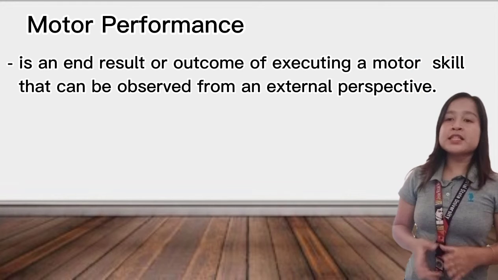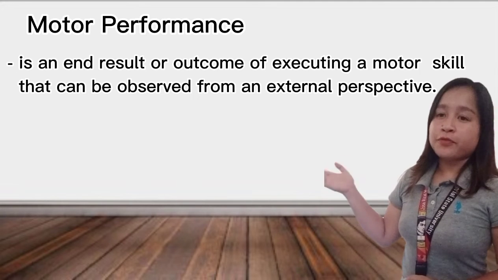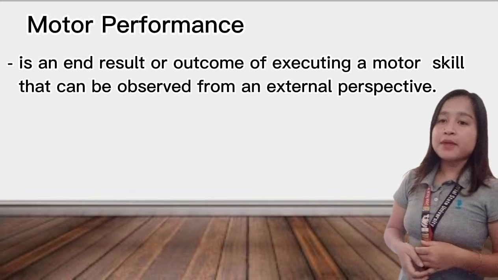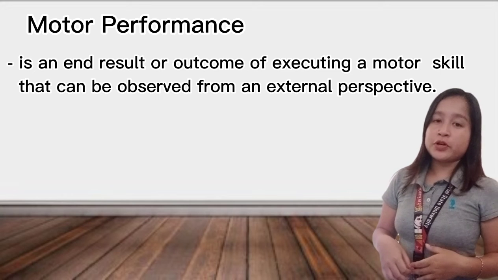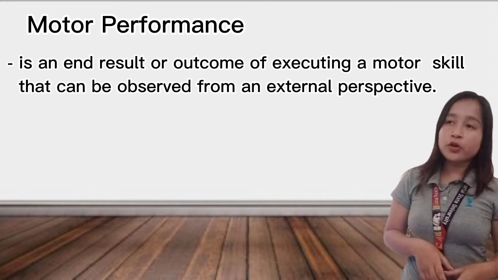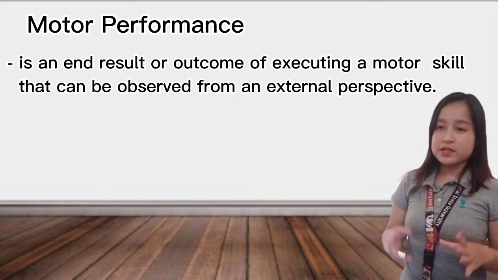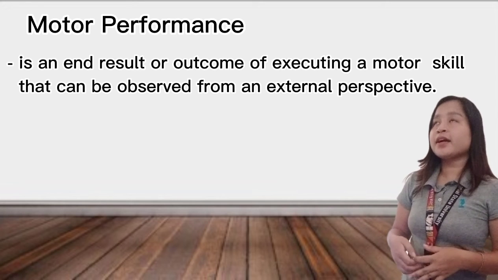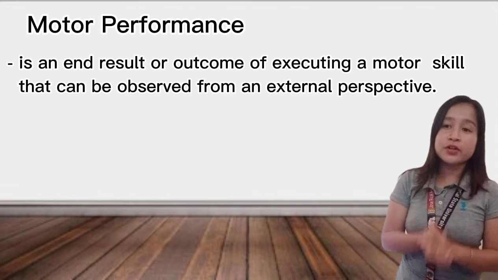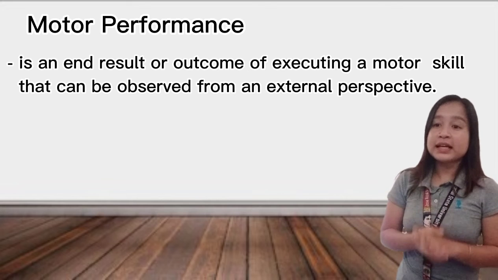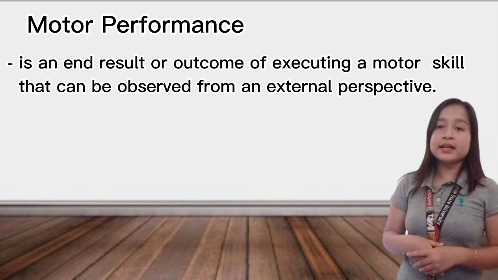Now let's proceed to motor performance. What is motor performance? Motor performance is an end result or outcome of executing a motor skill that can be observed from an external perspective. So it is the result of the practice. It can be observed after a practice session or any skills, for example, the coach observed that his player practiced volleyball well in serving and hitting the ball.